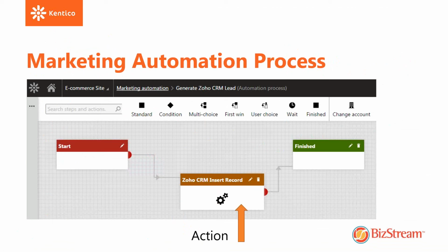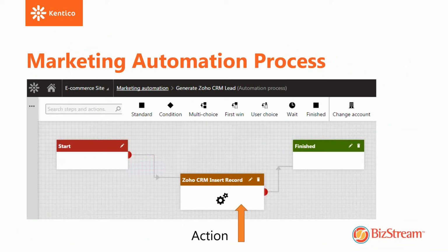That's what marketing automation can do, and it does come with many built-in actions, and that's what the top part of the screenshot shows. There's standard actions, conditional, multi-choice, first win. But what do you do if you want to make your own? One of the first things that we look at is maybe integrating with another system or pushing this data to another part of your system that's internal to Kentico.